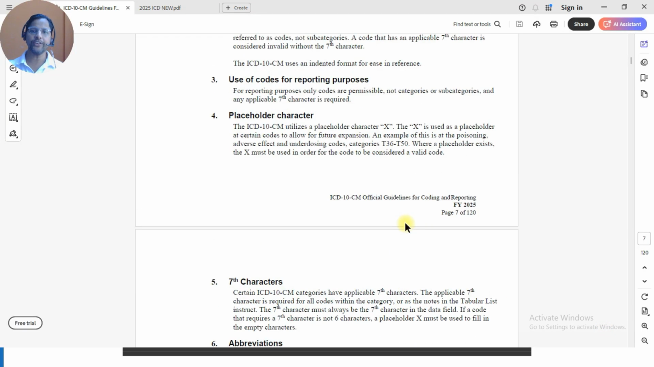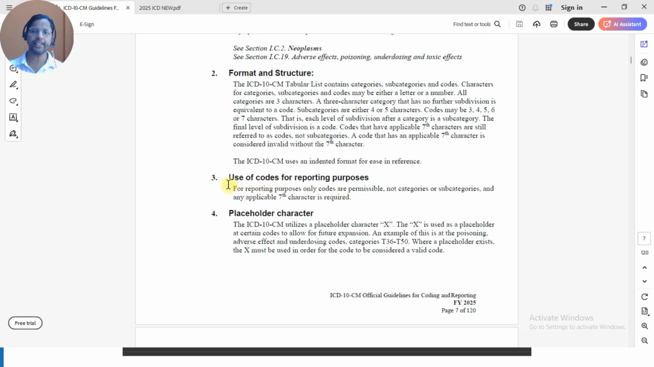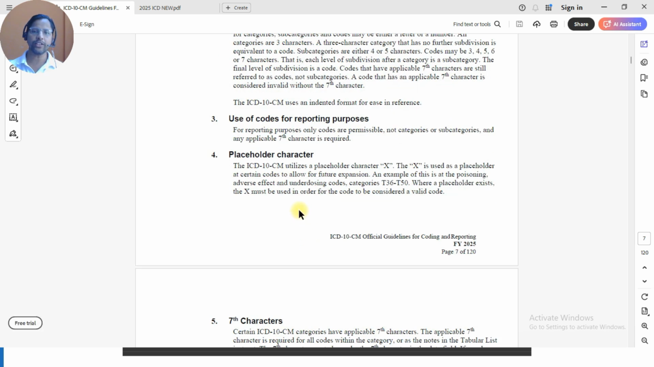In the previous video, we learned up to 3, which comes under conventions for the ICD-10 CM. So we have completed until 3. Today we are going to see 4, the placeholder character. If you know the placeholder character, please mention it in the comment section of this video. If not, you can continue watching this video to know what the placeholder character in ICD-10 CM is.